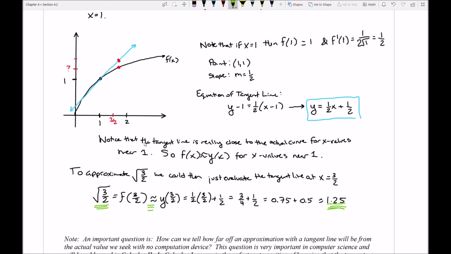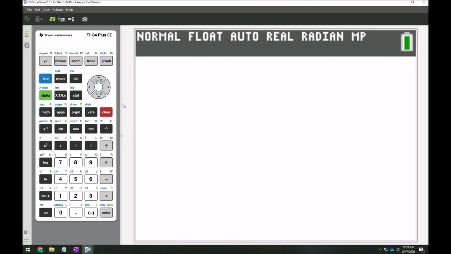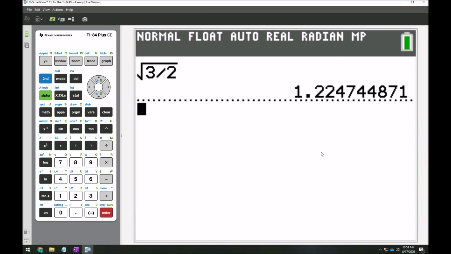Now, what's kind of cool here is that if you were to go use a calculator, and I'm going to go ahead and pull up a calculator that I have, if I type in the square root of 3/2, I can see how close my answer of 1.25 is to the right answer. The right answer is apparently 1.22-ish, and we were guessing 1.25. So without knowing pretty much anything about this value to begin with, and just using some simple calculus, we were able to get the ones place correct and the first decimal place correct. We were even really close on the second decimal place.